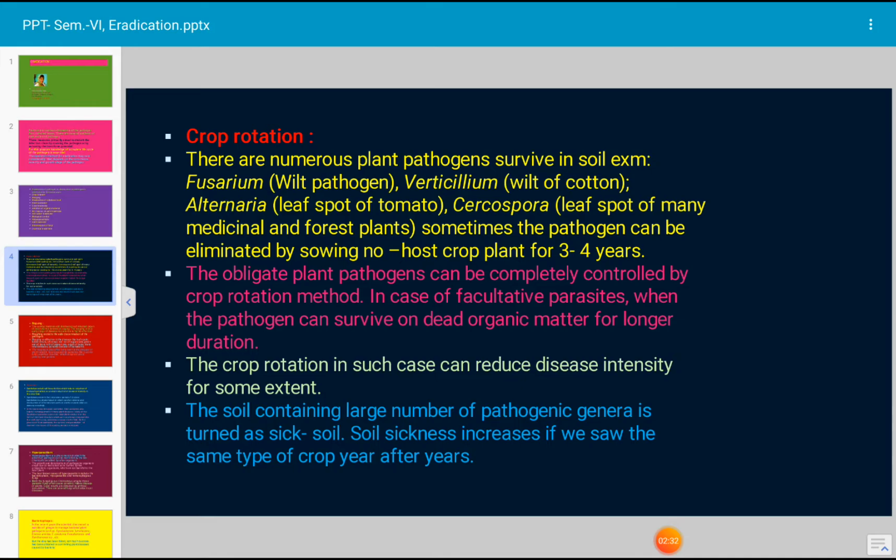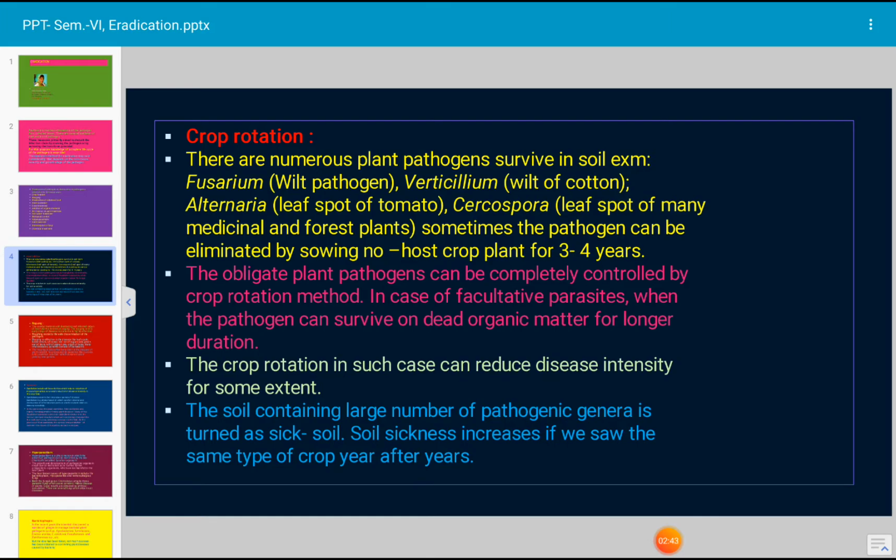Sometimes the pathogen can be eliminated by sowing no host crop plant for 3 to 4 years. The obligate plant pathogens can be completely controlled by the crop rotation method. In case of facultative parasites, when the pathogen can survive on dead organic matter for longer duration, crop rotation can reduce disease intensity to some extent, but it cannot be controlled completely.